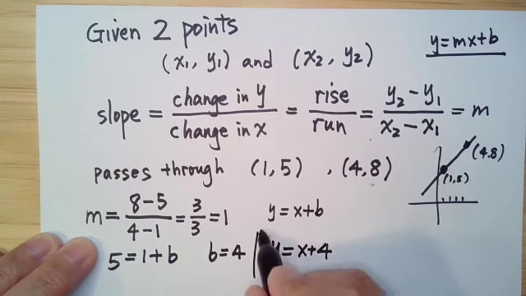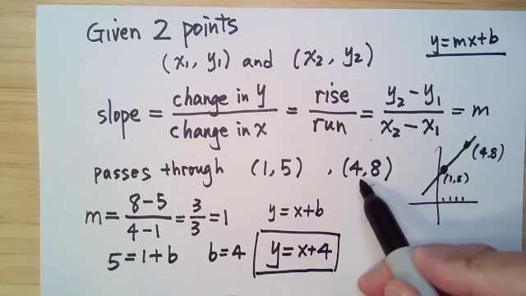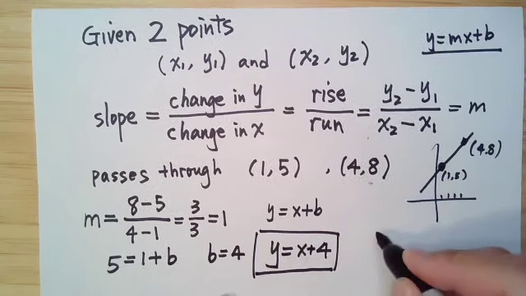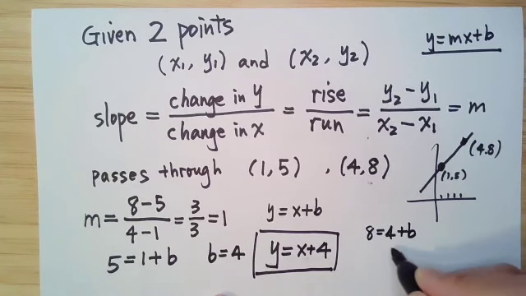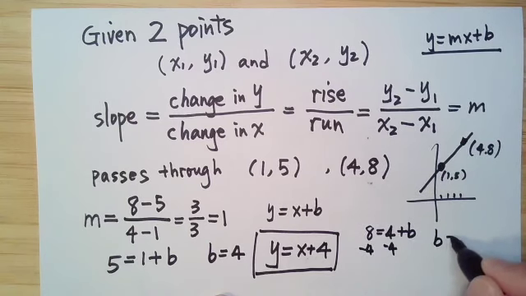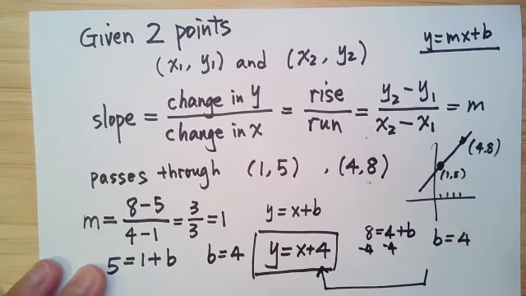That's your answer. Okay? And you can also try to put in this other point. You can put x equals 4 and y equals 8. So you get 8 equals 4 plus b. And then you subtract 4 from both sides. You also get b equals 4. Then you should have exactly the same solution. So this line has an equation y equals x plus 4.